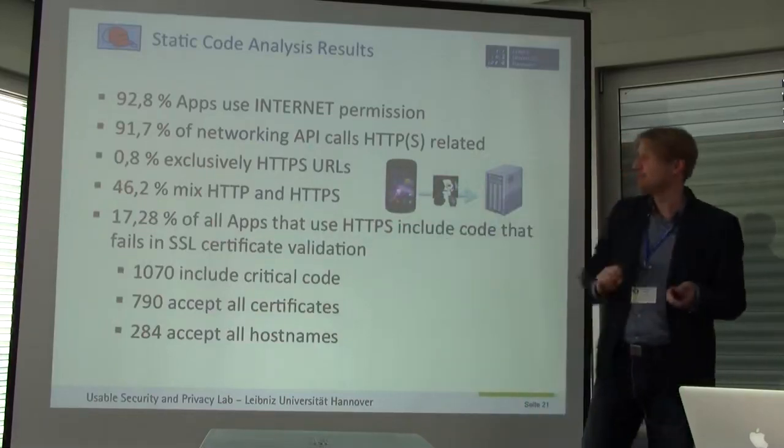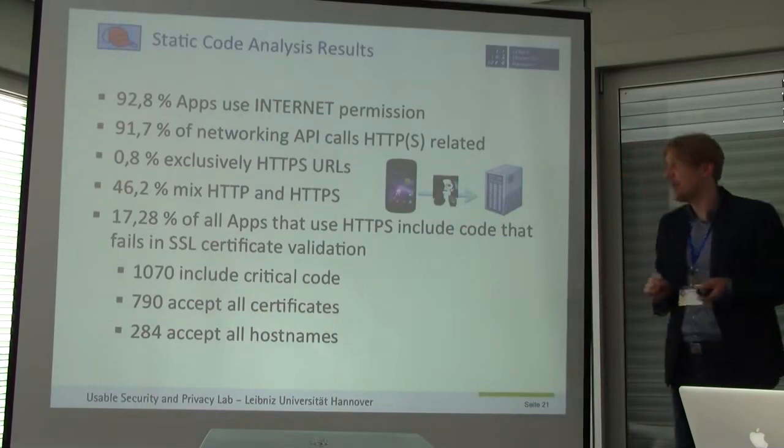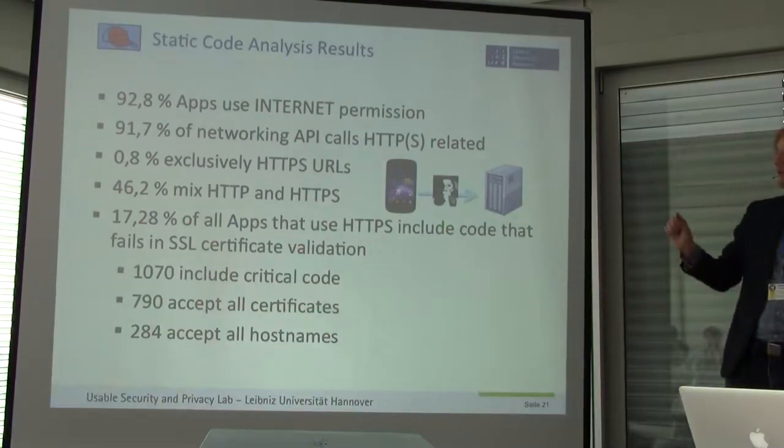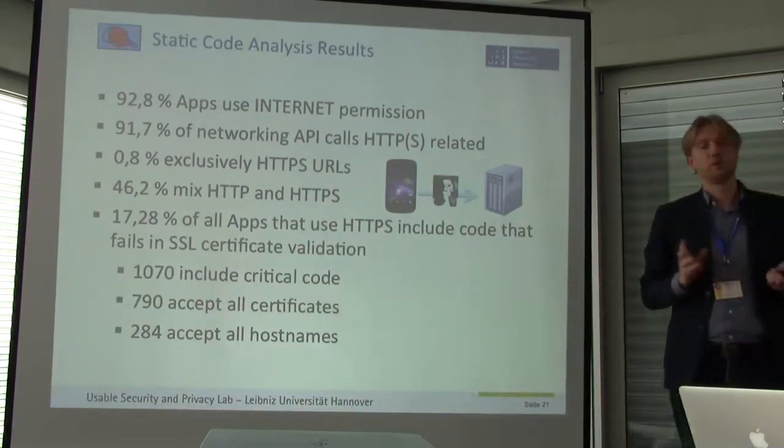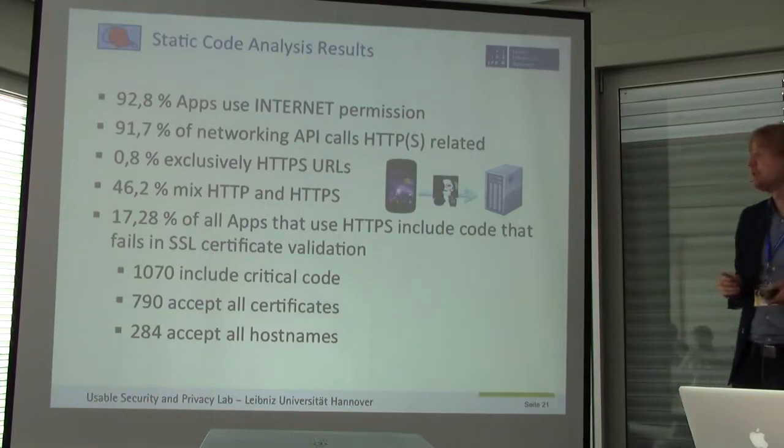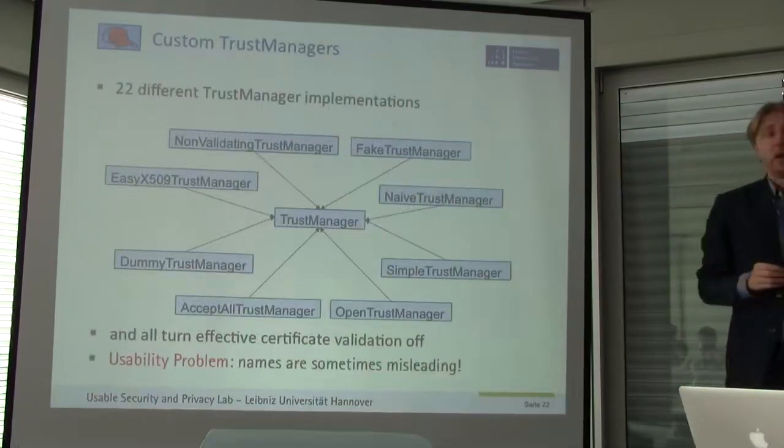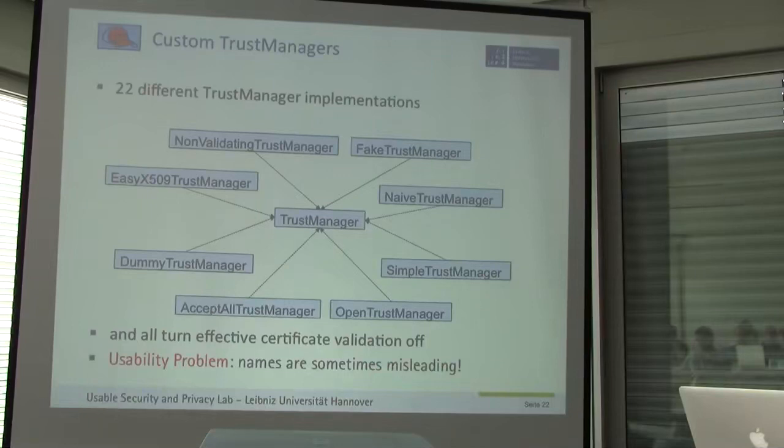And in 17.28% of the apps which use HTTPS, we found code which was in principle vulnerable to a man-in-the-middle attack. And most of that was based on custom trust managers, and I've selected 22 of the ones we found.